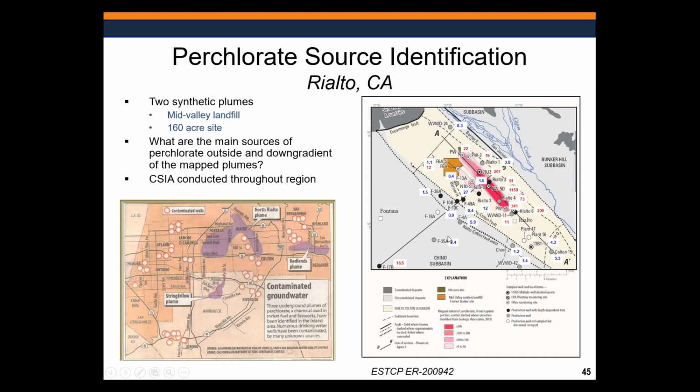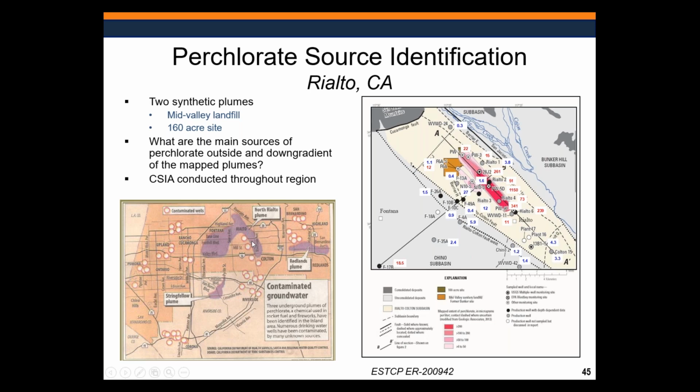And just kind of my last example here, which is really interesting, this is Rialto, California. There were 2 synthetic plumes of perchlorate in Rialto, the Mid-Valley and the 160-acre site. And then the question became, they started finding perchlorate down here to the southeast, across a couple of faults, down to the southwest. And the question is, what's the source of that? They kind of understood the flow here, but had this perchlorate impacted these wells? Had it somehow crossed the fault?